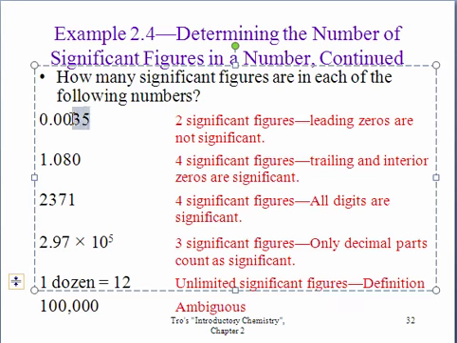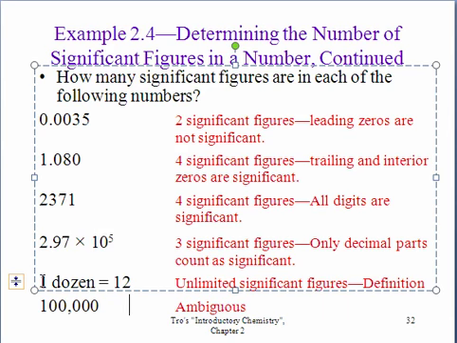So this has two sig figs. The leading zeros don't count. This has four sig figs because the trailing zeros count. The trailing zero counts because there's a decimal point, and the interior zero counts. This is all non-zero digits. They always count. This has four sig figs. The power of 10 does not count toward significant digits. So this only has three sig figs.